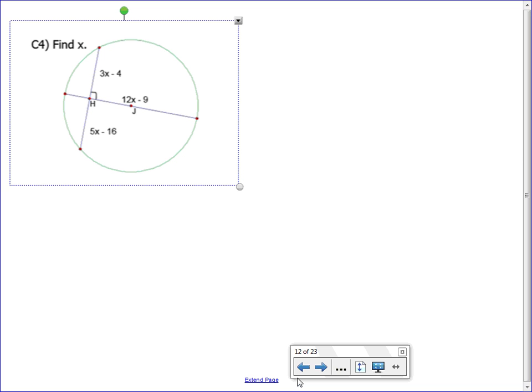Okay, C4, so this is a problem in which we have to find x. Students will make a mistake of trying to multiply the two segments because that's what you do for some problems. But I don't know what this segment is, so that's why I can't take that approach. I do know that this segment is congruent to that segment because the diameter bisects the chord. So then what I would do is set this up as 5x minus 16 equals 3x minus 4. So now that's where the geometry stops, and I go back to my algebra skills to solve this equation.